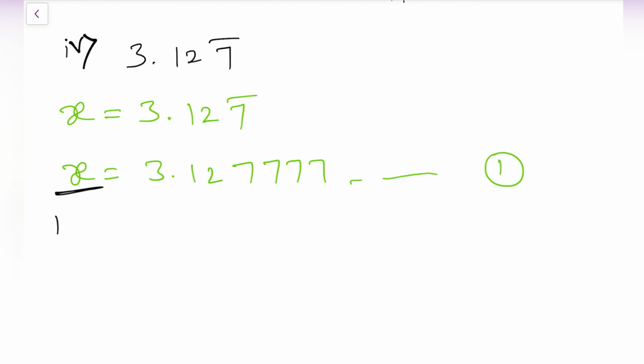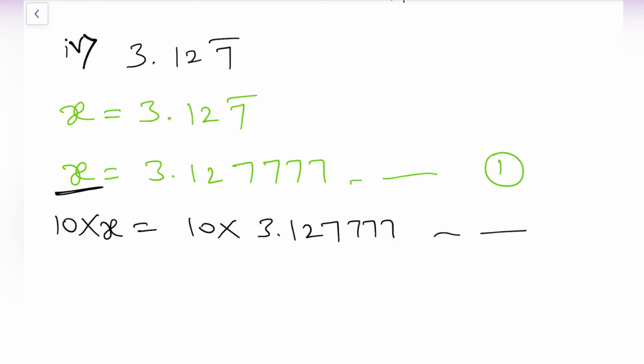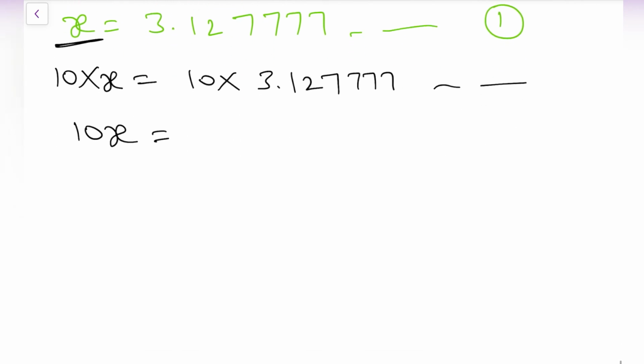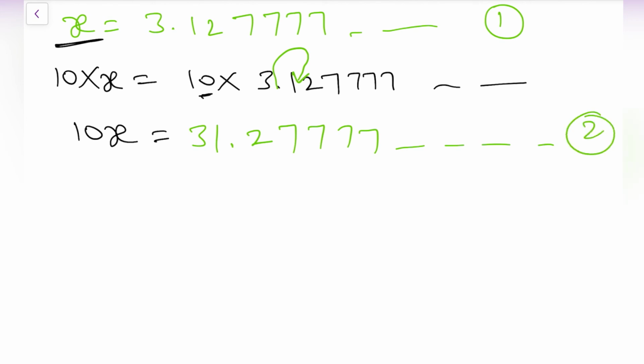If you multiply x with 10, 10x equals 10 into 3.12777 and so on. Here we are multiplying with only one 10, so the decimal will move one digit towards the right side, and it will become 31.27777 and so on. This is equation number 2. Let us subtract equation 1 from equation 2.